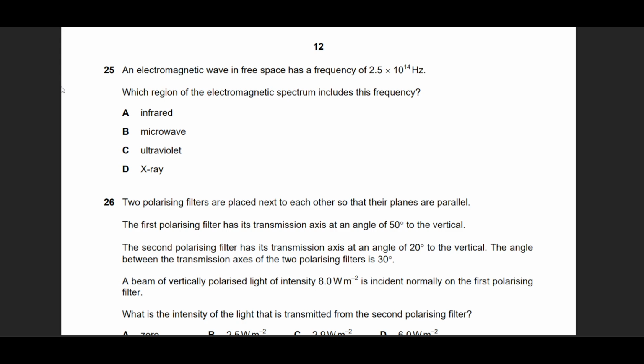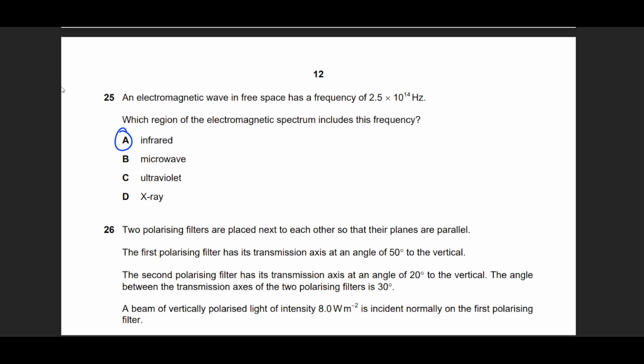An electromagnetic wave in free space has a frequency. Okay, fine. I told you, you have to memorize this. There is no other way. You have to memorize the whole spectrum. Please memorize it. This is an infrared wave. I can't help you in this. You have to memorize the whole table.